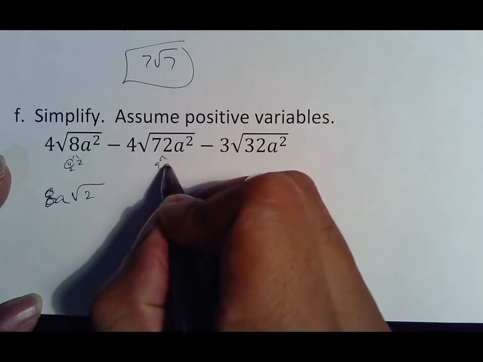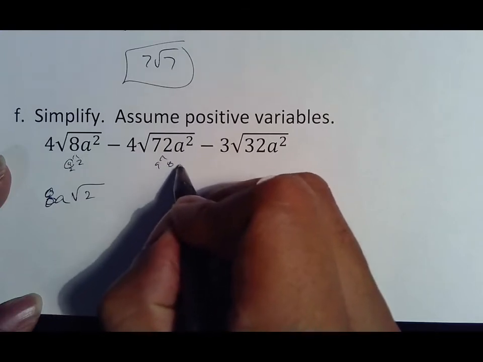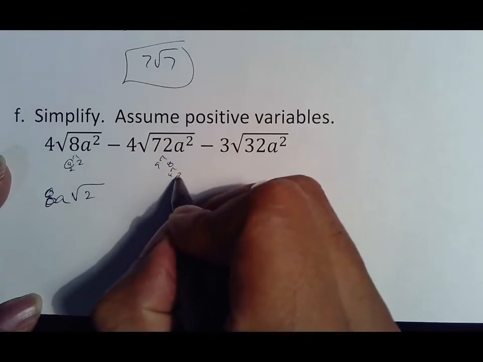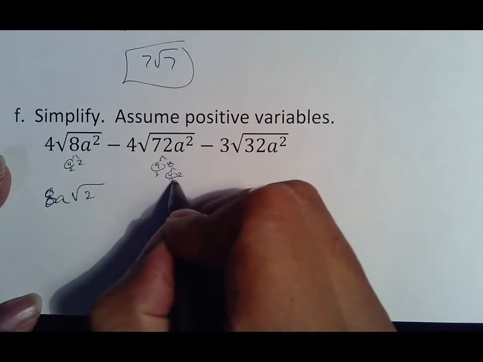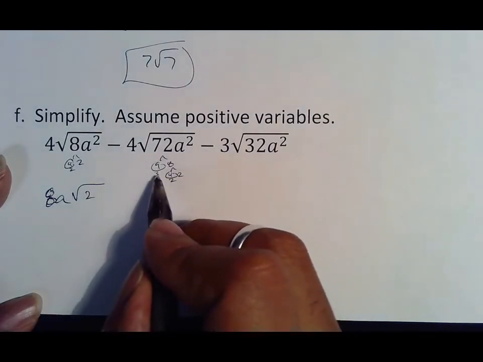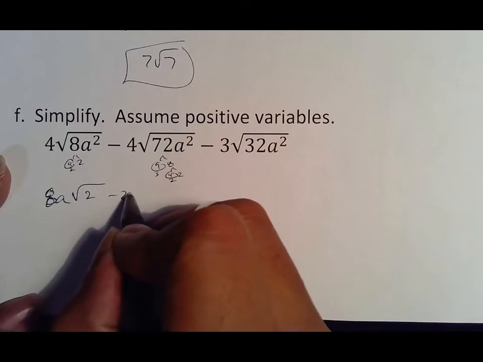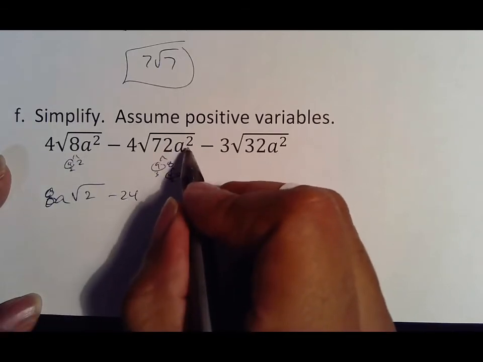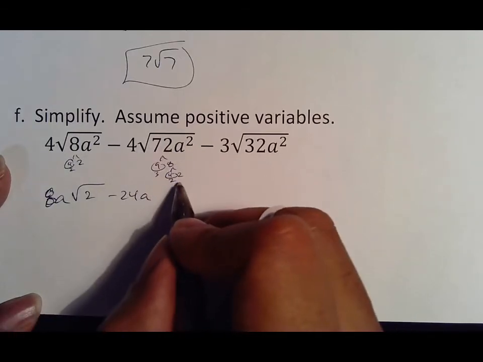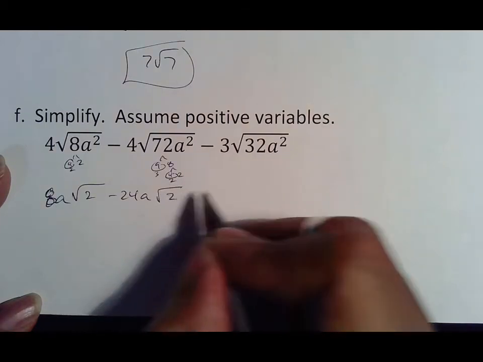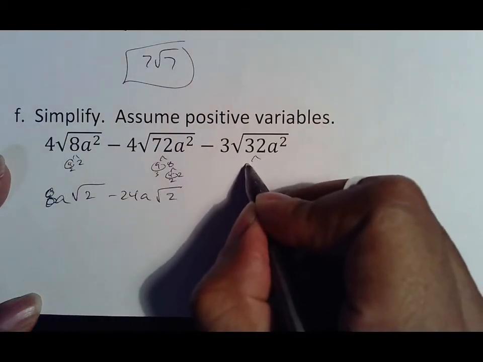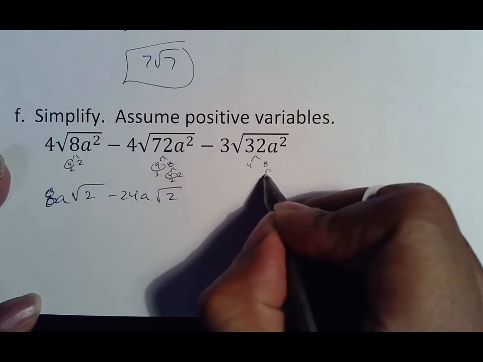72 is 9 times 8. And then 4 times 2, this comes out as a 3, this comes out as a 2. 2 times 3 is 6, 6 times 4 is 24. Again, a is going to come out again, and 2 is what's left on the inside. 32 is 4 times 8, which is 4 times 2.